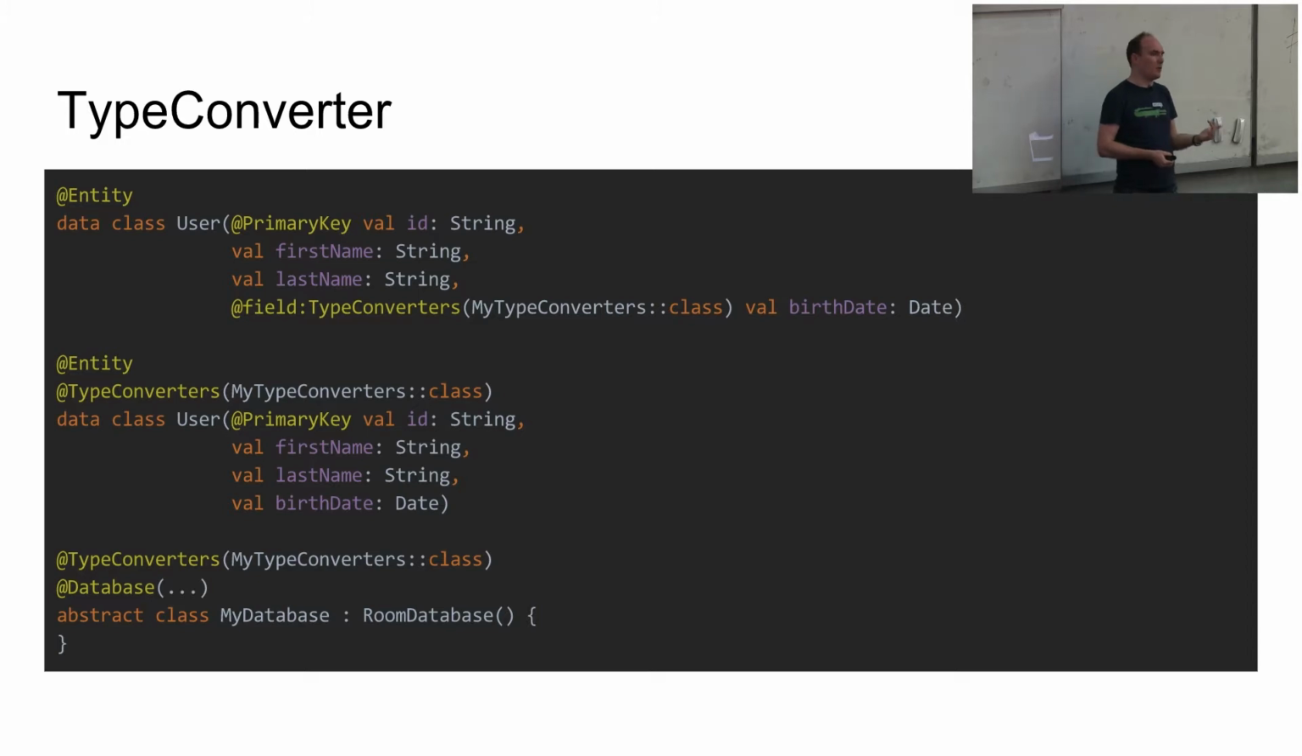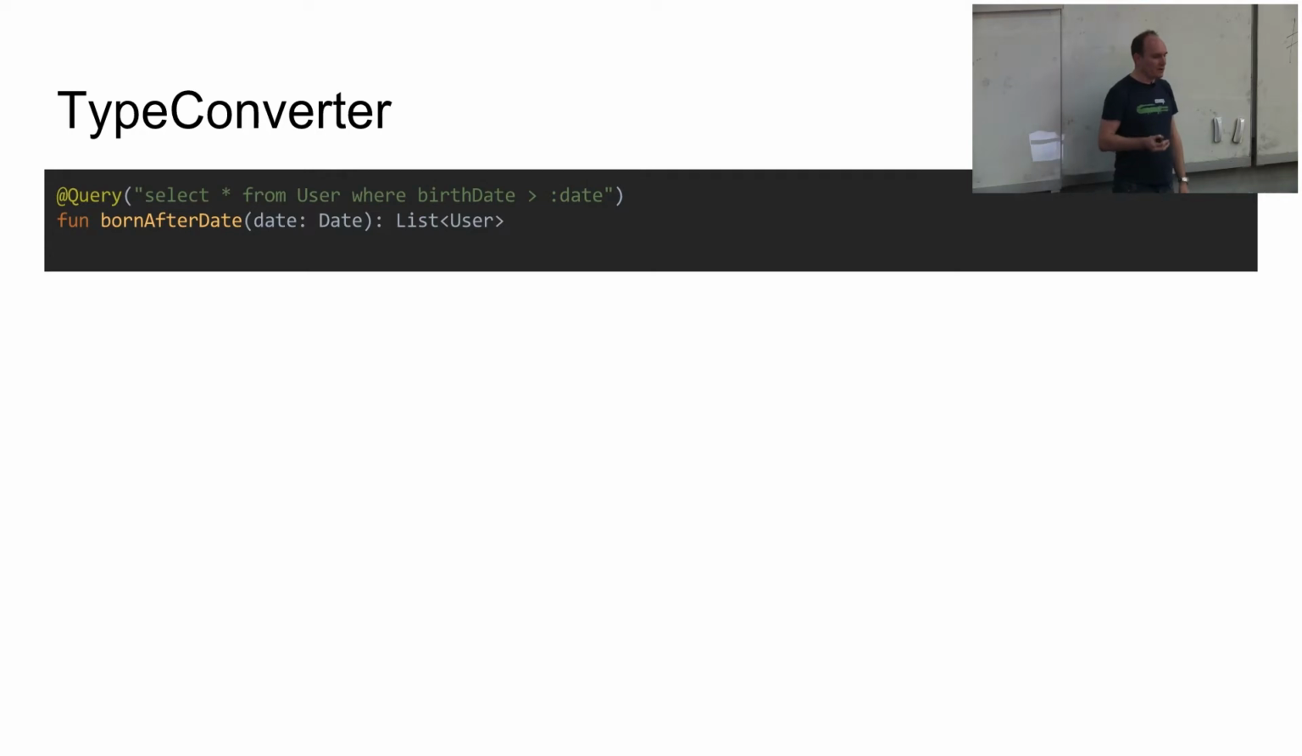But generally, you probably want to use your type converters on your entire database so that the dates are converted in the same way for every entity. And what's also nice about this is that these type converters will also work in the method parameters. So you can now pass in a date, and you don't have to know that this is actually stored as a long in your database, which is quite elegant, I think.